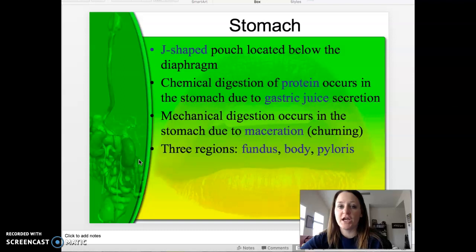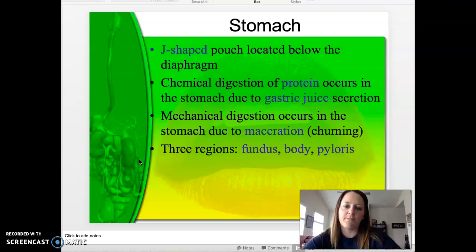Your stomach is J-shaped. It's located below your diaphragm. So if you breathe in, you can feel your diaphragm, and then right below that, it's mostly located on the left-hand side of your body, or the biggest portion of it is going to be on the left-hand side of your body. The function of your stomach is chemical digestion of proteins. So carbohydrates get broken down in your mouth, and then we start to break down proteins in your stomach. So you have gastric juices, or stomach acid is another term we use, that are going to be breaking those down.